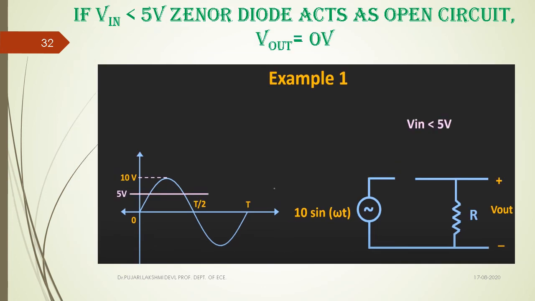Until the input reaches this 5 volts, the diode is in reverse bias. That is, when Vin is less than 5 volts, this particular diode acts as an open circuit during its reverse bias. If it is open circuited, there is no chance for any current to flow through it. If no current flows, whatever the voltage drop appears across its output, that is, it maintains the 5 volts. That is for Vin less than 5 volts. This is the circuit operation.